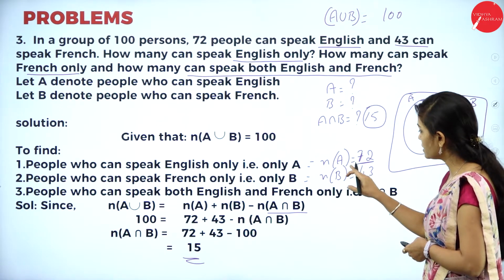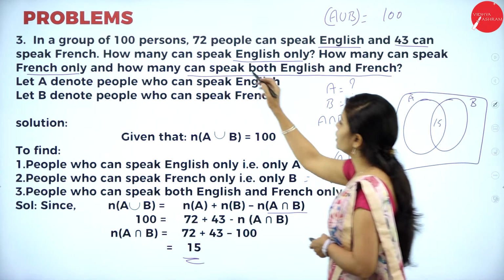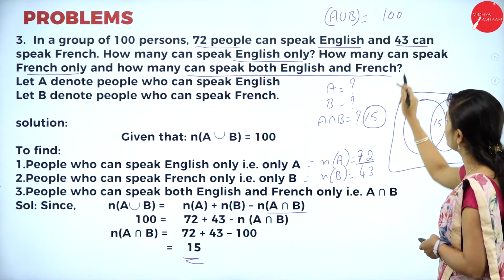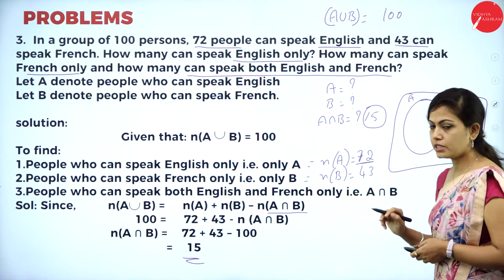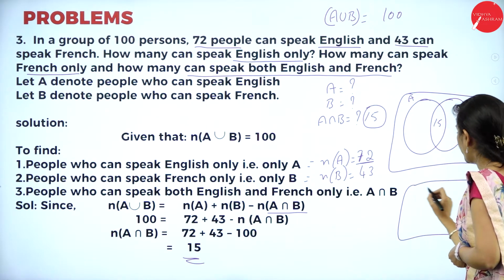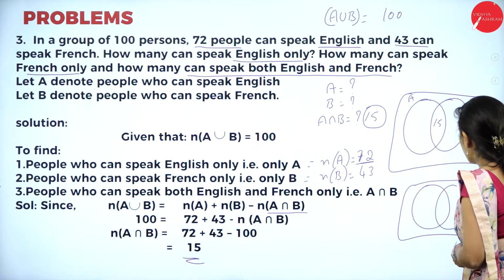So here I have considered n of a is equal to 72. 72 people can speak English. So n of a is equal to 72. What is n of b? It is 43. So before that I have explained about the two variables, that is a and b.